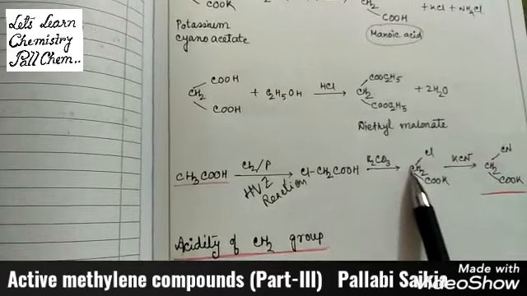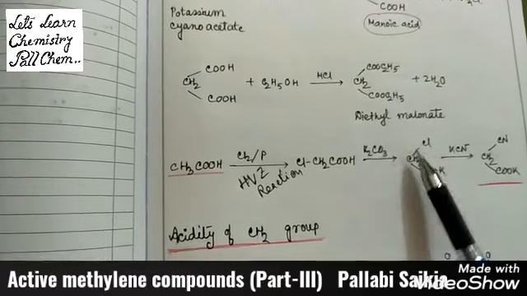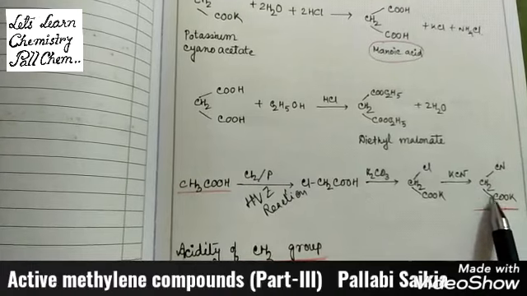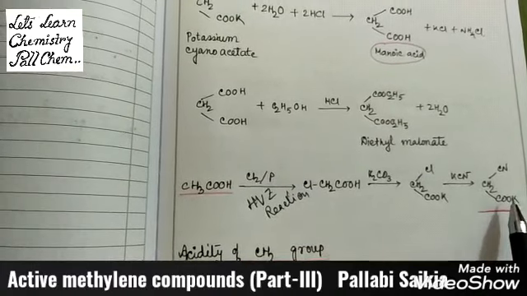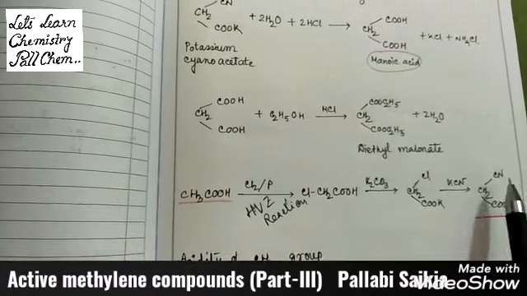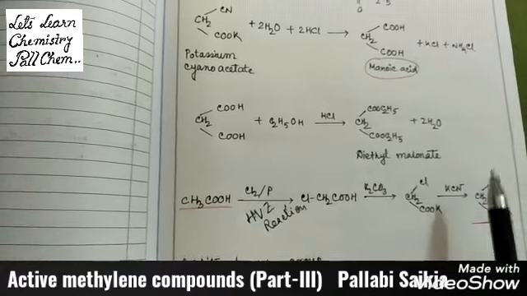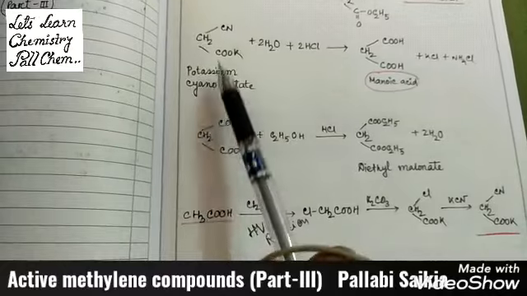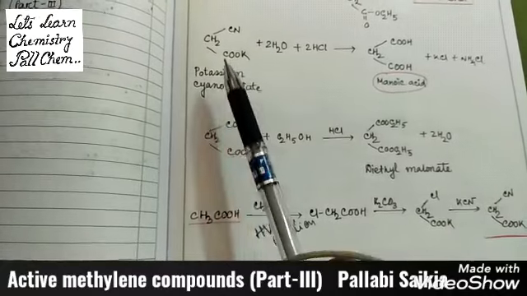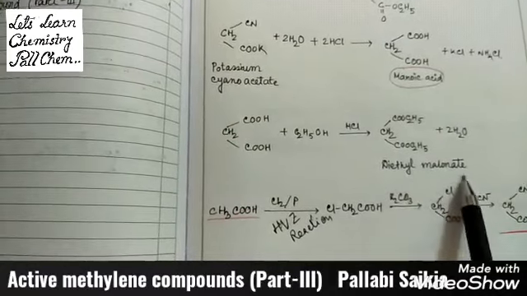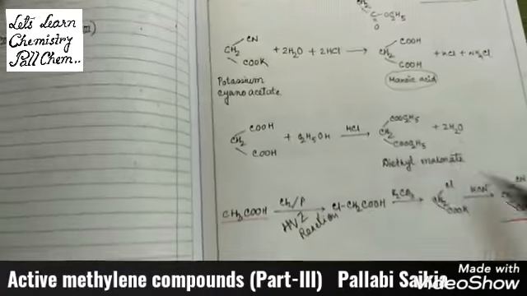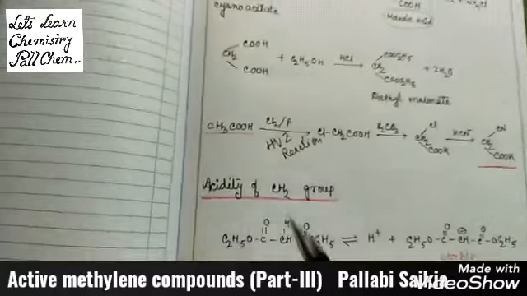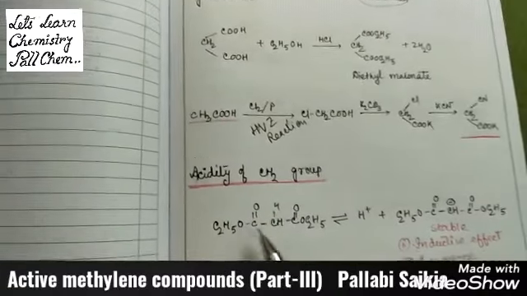Then this potassium salt of chloroacetic acid, when reacted with potassium cyanide, forms the potassium salt of cyanoacetic acid. So this is potassium cyanoacetate, which is taken as the starting material for the preparation of diethyl malonate.